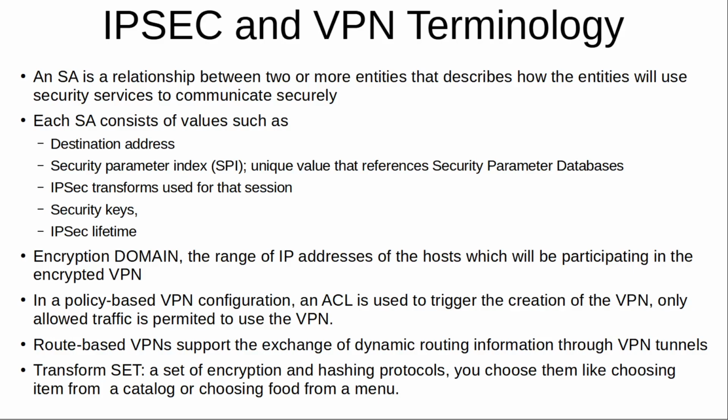The encryption domain is a range of IP addresses that will be participating in an encrypted VPN. There are two types of VPN, generally speaking: policy-based VPNs and route-based VPNs. Policy-based VPNs require an ACL that will be used to trigger the creation of the VPN, and only allowed traffic is permitted to use the VPN. For Cisco, if you have configured crypto maps, you have configured policy-based VPNs. Route-based VPNs support the exchange of dynamic routing information through the VPN tunnels.